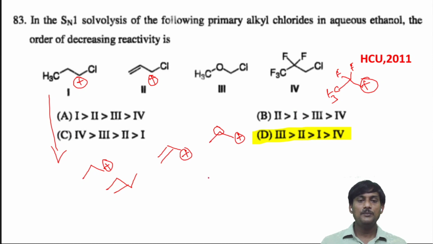If you take stability, this carbocation is stabilized due to resonance. This one is also stabilized due to resonance. If you take these two structures, here there is a participation of pi electrons in the resonance effect. Here there is a participation of lone pair of electrons. The participation of lone pair of electrons, non-bonding electrons, is greater than pi electrons.